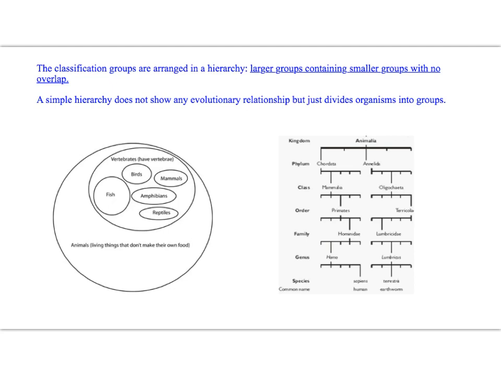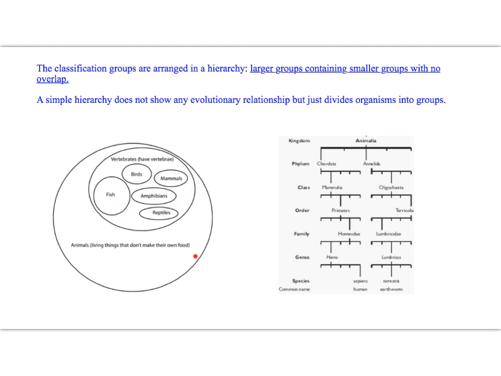So here again is the definition of a hierarchy. It's really important. It's often a 2-mark question. Larger groups containing smaller groups, or you could say smaller groups within larger groups, and no overlap between groups. And that can be illustrated by both of these images.